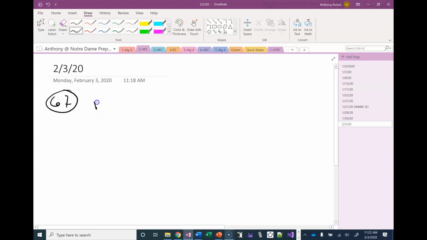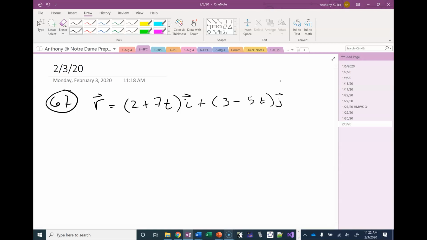So 67 has the vector r equals 2 plus 7t times the unit vector i plus 3 minus 5t times the unit vector j. So it's going, and it asks me to write this in what? Slope-intercept form, right? Yeah, okay.